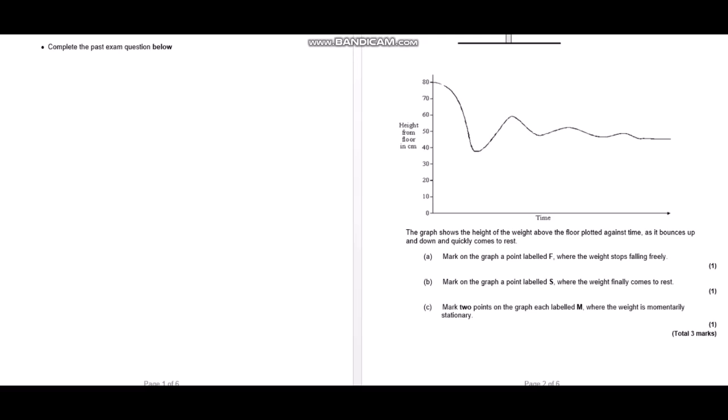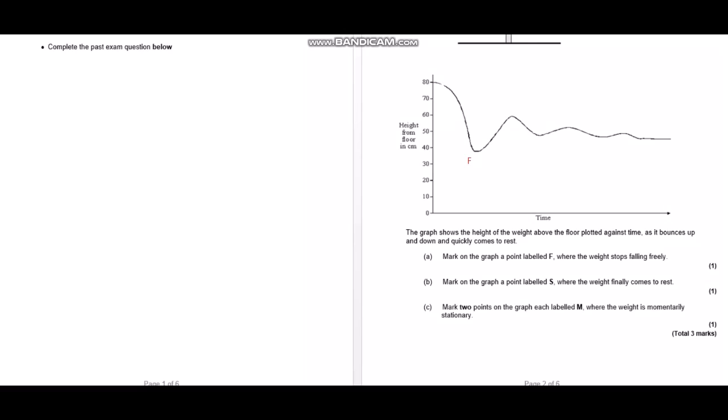So our first task is to mark on the graph the point F where the weight stops falling freely. So there are a few points on the graph, but I've chosen this first one, which will be the first time that the block stops falling freely.